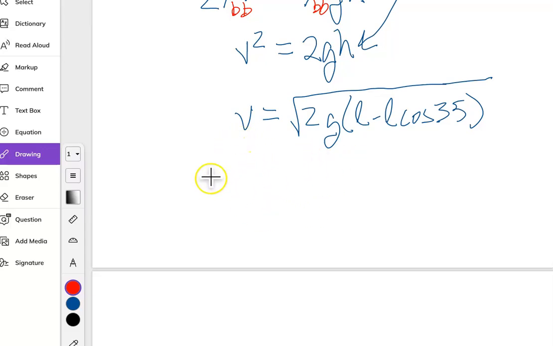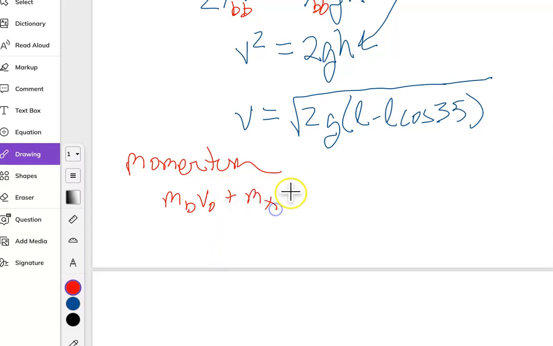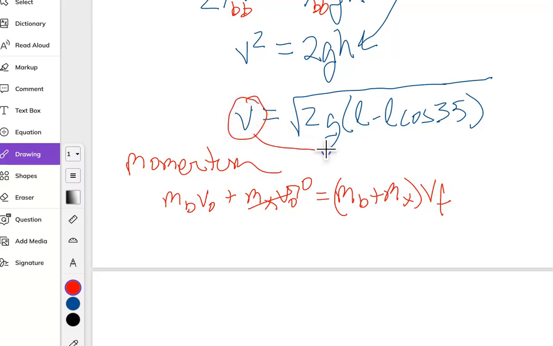So now you have to go back, and now we have to use momentum. And we know that this collision is the mass of the ball times the speed of the ball original plus the mass of the box times that box's original speed, but it was 0. So we're just going to put a 0 there. And that's equal to the mass of the ball plus the mass, and I'll put an X again for the box, times the final speed. But that final speed is the speed you found here.